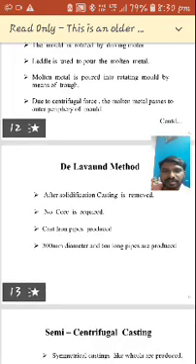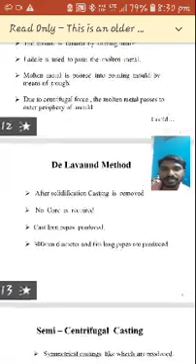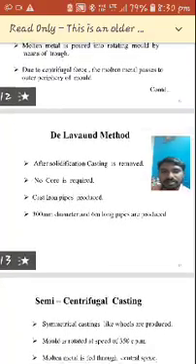Cast iron pipes are also produced by using this method. Pipes of 300 diameter and 6 meters long are produced by using these methods.